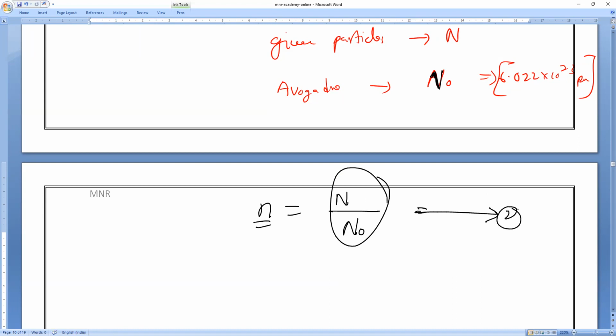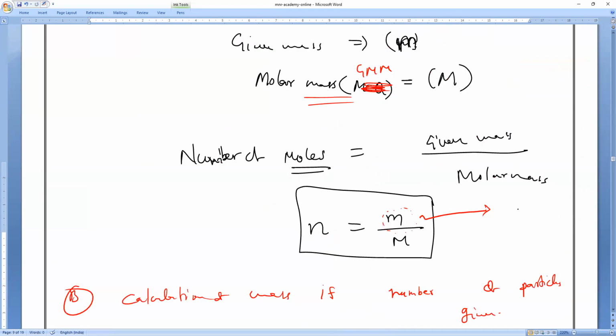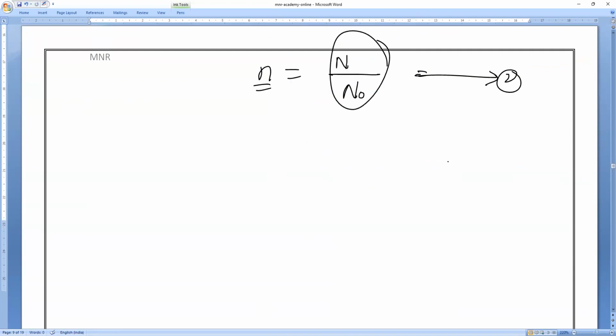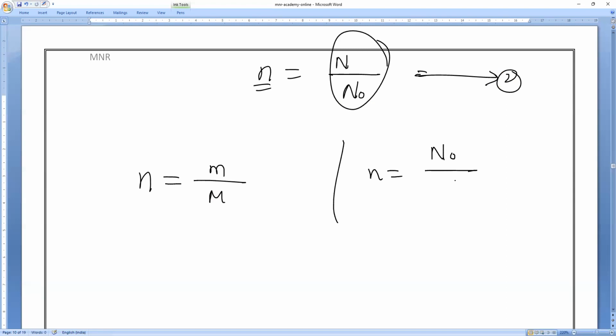Yes, all of you? Yes, sir. So now there are two formulas for the mole concept. What are the two formulas for the mole concept? Both are formulas to find the same value. Number of moles n is equal to given mass divided by molar mass. Another formula, n is equal to the given number of particles divided by what number?